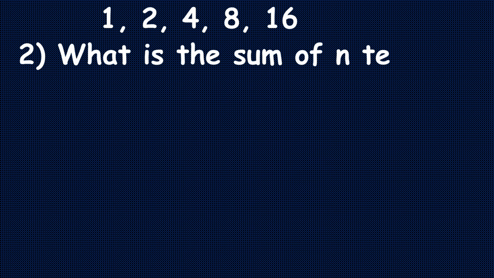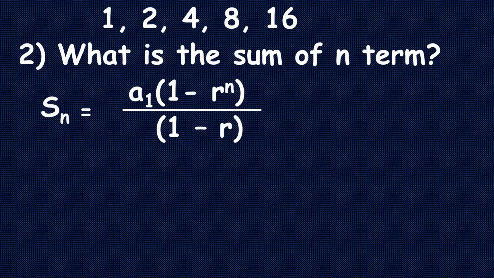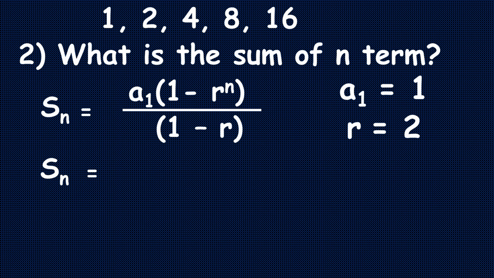So let's quickly find the sum of n terms of this particular geometric progression. So we have the sum of n terms is equal to a1, 1 minus r raised by n, all over 1 minus r. Our a1 is 1, our r is 2. So what we want to do is express the sum of n terms in terms of n. So we'll just substitute accordingly.